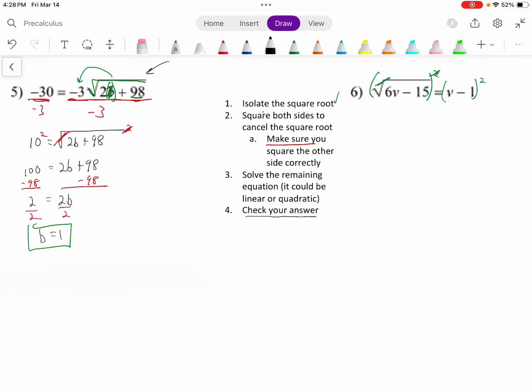On this side, we have 6v minus 15. And then it says make sure you square the other side correctly. So v minus 1 squared means v minus 1 times v minus 1. Do not just square the v and square the 1. We've talked through several times how to multiply that through quickly. There's a nice little pattern, but we'll use FOIL here. So we get v squared minus v minus v plus 1. And so we have 6v minus 15 equals v squared minus 2v plus 1.